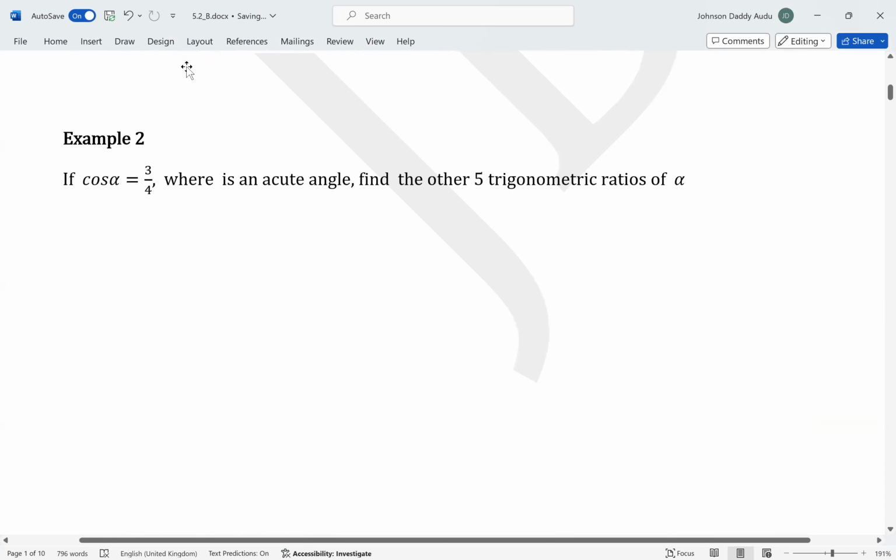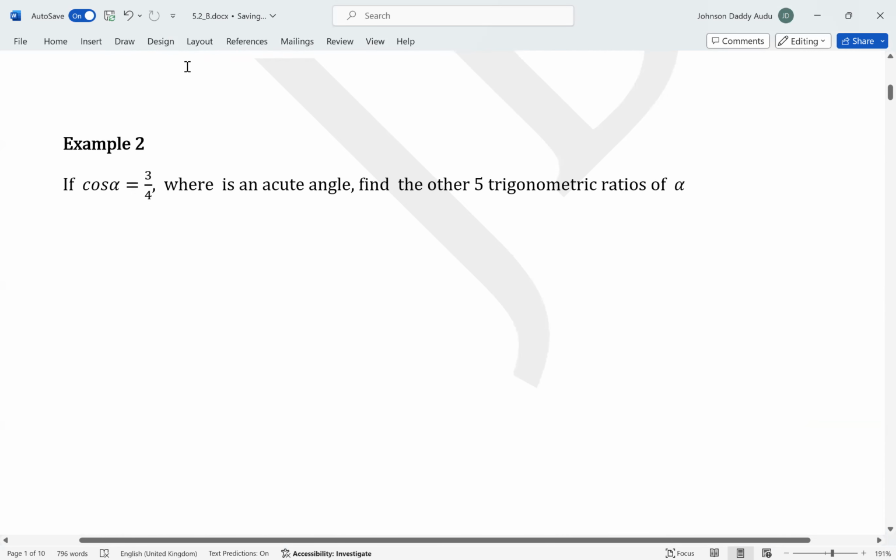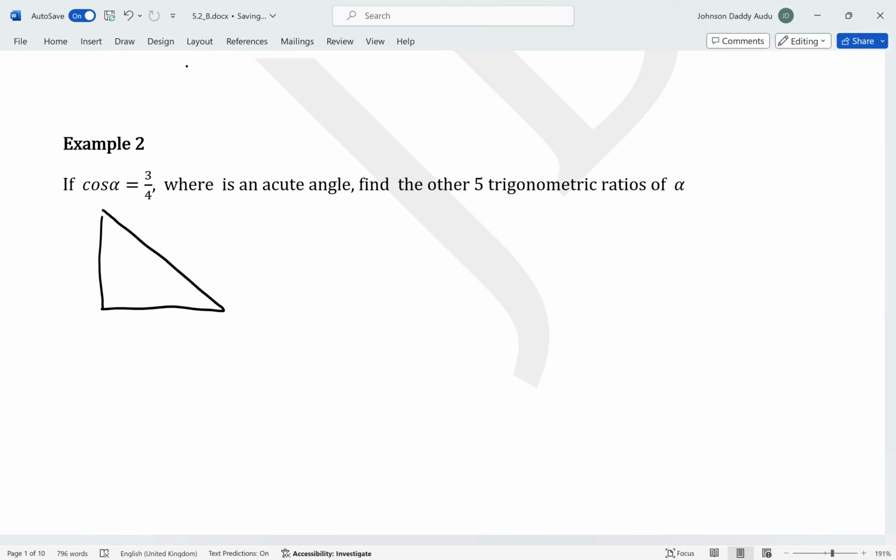All right, example number 2. It says that if cosine alpha is 3 over 4, where alpha is an acute angle, we want to find the other trigonometry ratios. In this type of question, just draw your right angle triangle somewhere. You can call here to be your right angle. If you like, you can call here to be alpha.